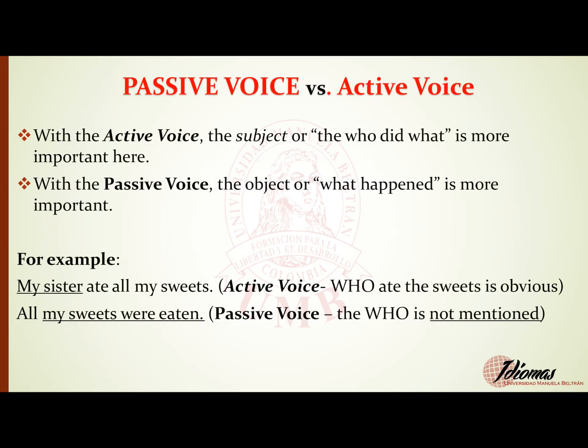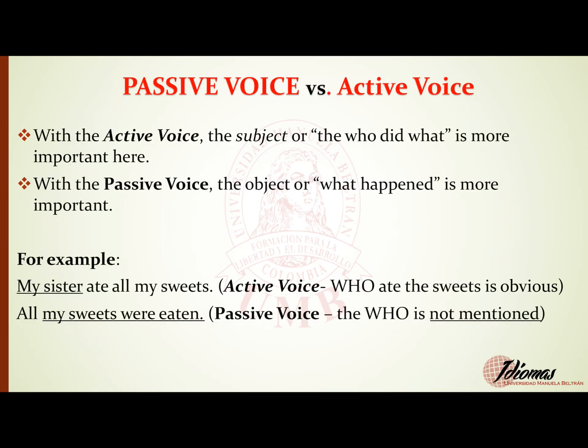Es más importante que who did it? Sandra. Es más importante que Sandra. Sandra broke the pencil. No importa. Más what happened? My pencil was broken. So the passive voice focuses more on the object or what actually happened, often in the past, which is more important than the person who did the action, who should be held responsible.